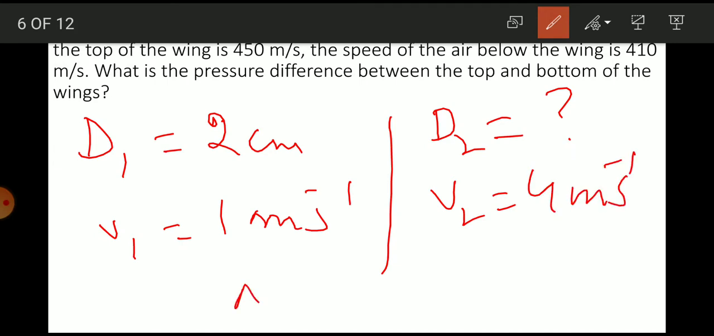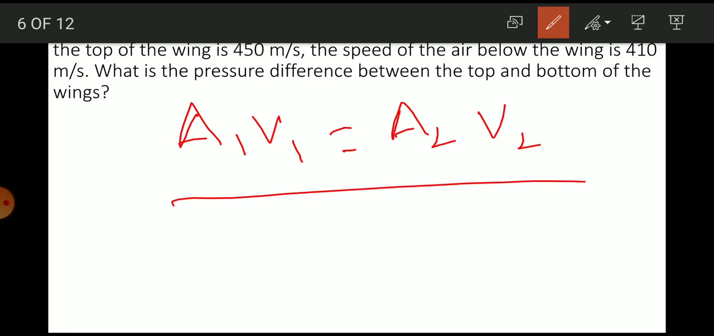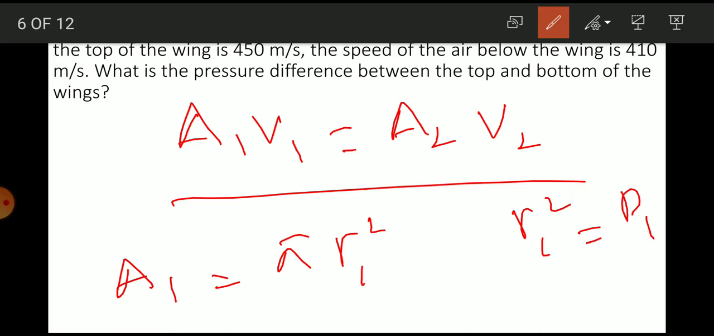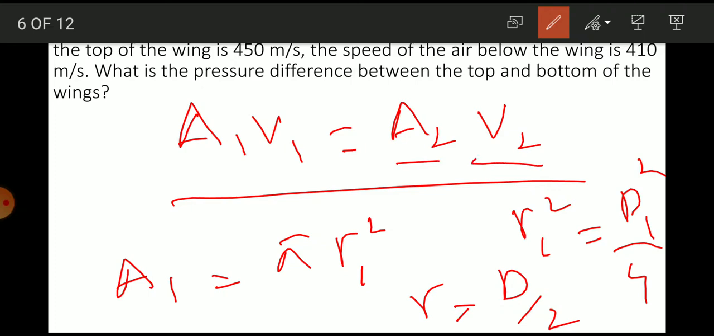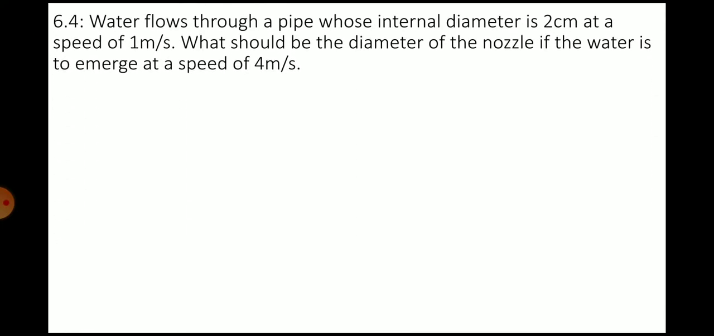So A1 V1 is equal to A2 V2. Applying this equation you can do it. In place of A1 we will write pi r1 square, and r1 square is equal to d1 square divided by 4, since r is equal to d by 2. Similarly, put the value of A2. You are all in senior class, so you can do it.